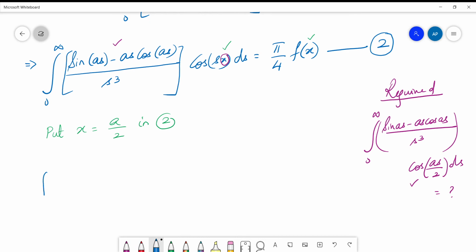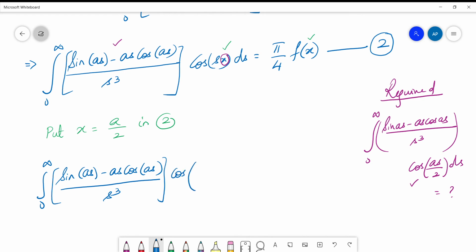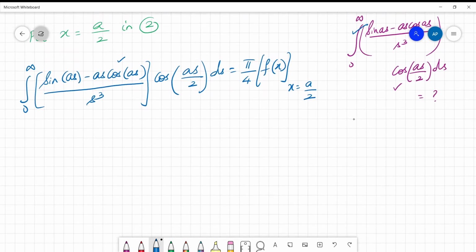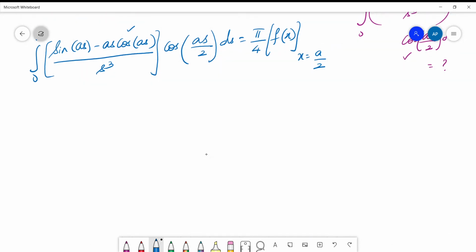So that becomes integral 0 to infinity sine as minus as cos as divided by s cube into cos of, here you see sx, so I am putting a by 2 as x, ds is equal to pi by 4 into f of x at x is equal to a by 2. Now I have got the left hand side as the left hand side of the required. What I need to now still find is what is f of x at a by 2.